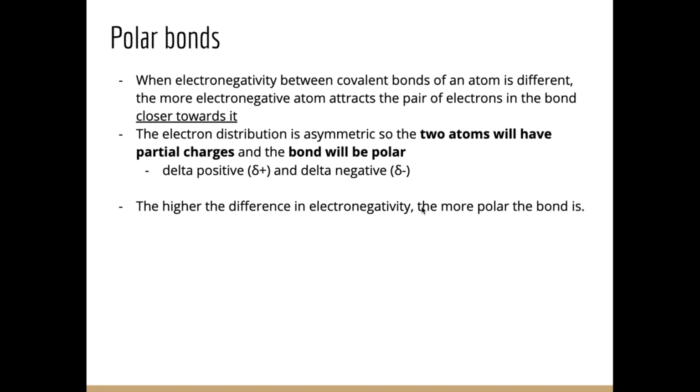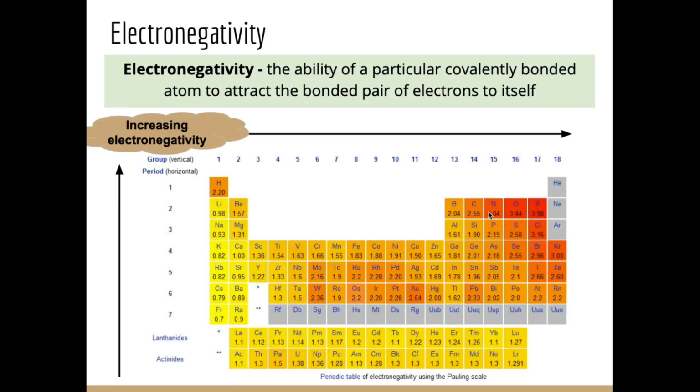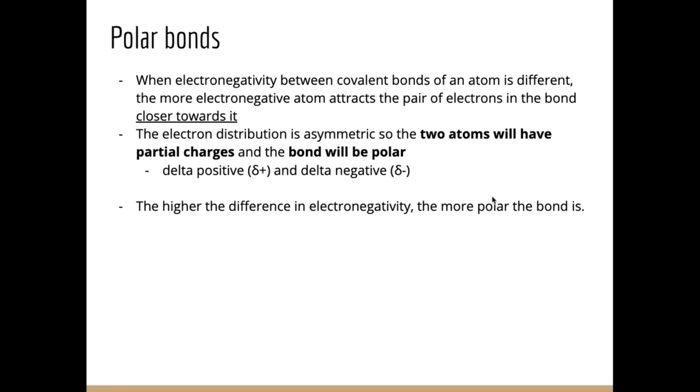The higher the difference in electronegativity, the more polar the bond is. So we can see we've got these values for electronegativity, 3.98 for fluorine, 2.58 for sulfur. The bigger the discrepancy, the bigger the difference between these, the stronger that polarity will be, the bigger the charge.